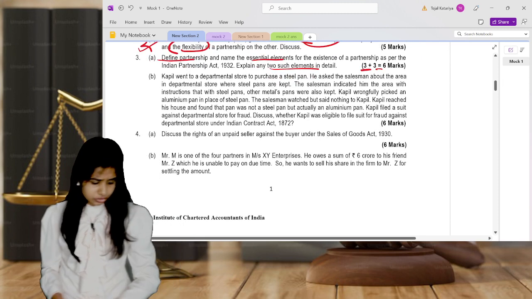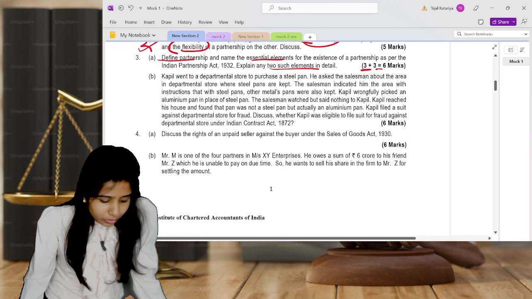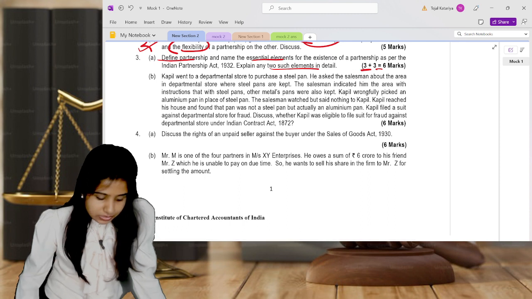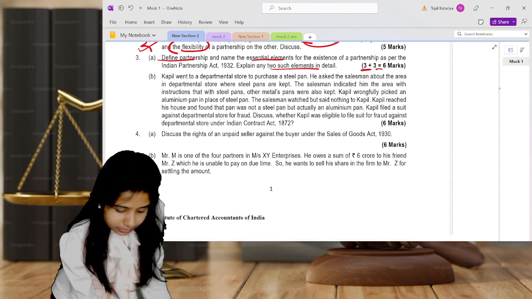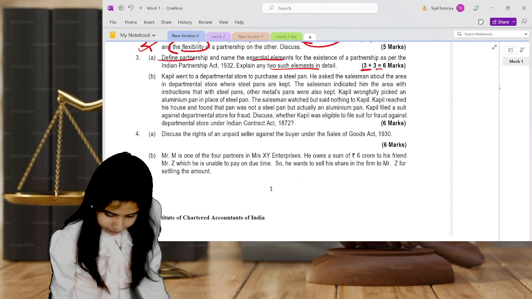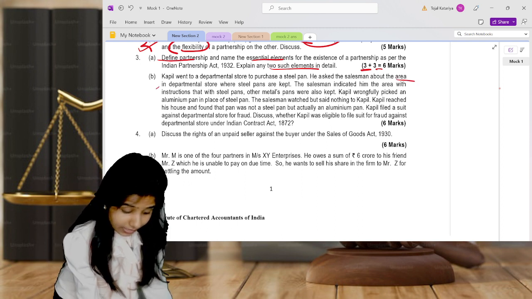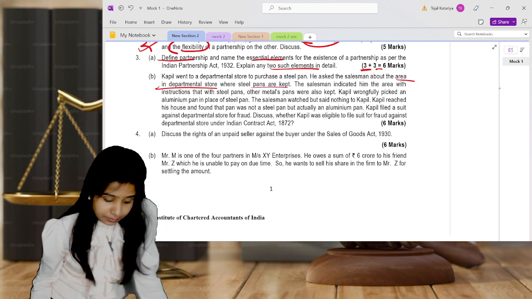About this, the next question number 3b. Kapil went to a departmental store to purchase a steel pan, and he asked a salesman about the area of the departmental store where steel pans are kept. Okay, so he is asking about what area in the departmental store where the steel pans are kept.